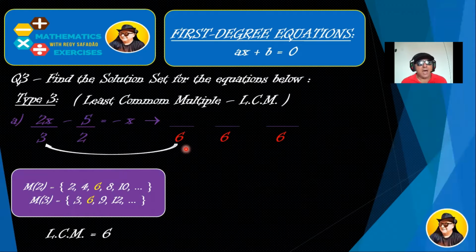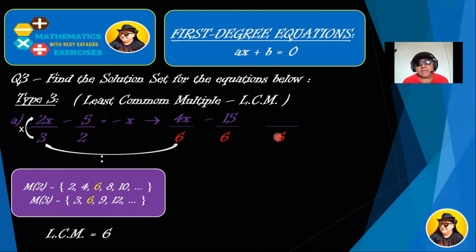Pay attention: the new denominator is divided by the old denominator, and the result you multiply by the numerator. Always like this. It has never changed. So see what I'm going to do. 6 divided by 3 is 2, and 2 times 2x is 4x. Now let's do the same. 6 divided by 2 is 3, and 3 times minus 5 is minus 15.